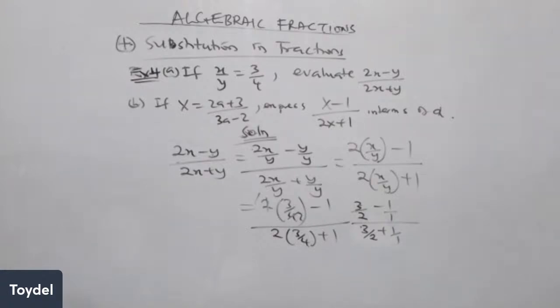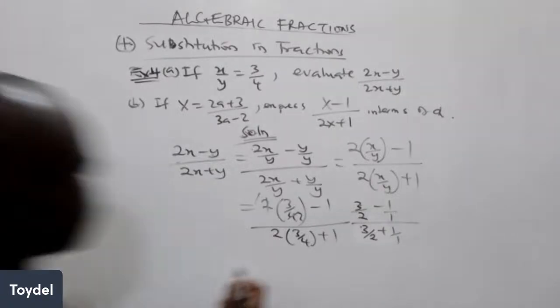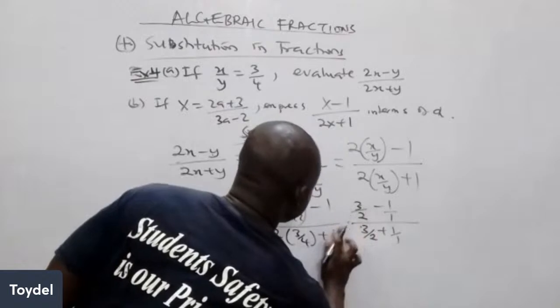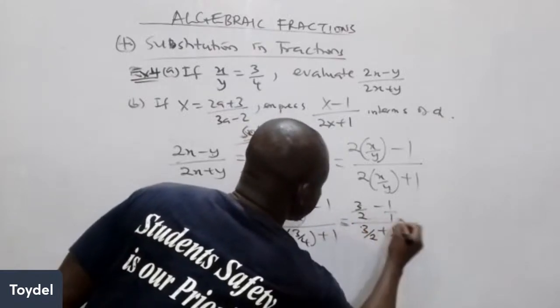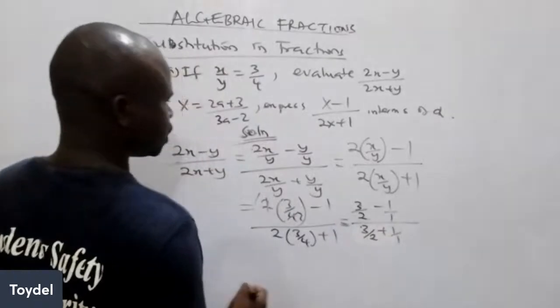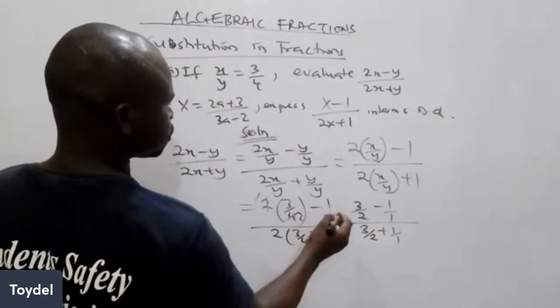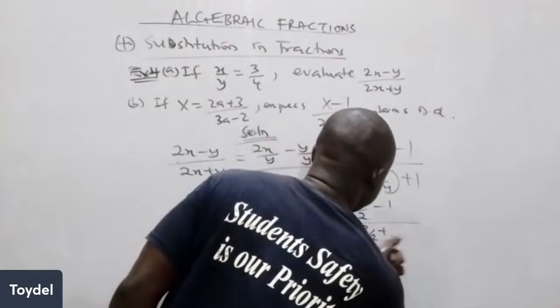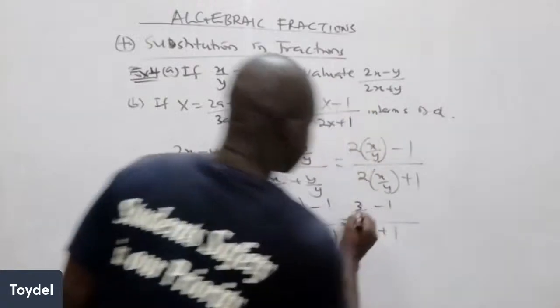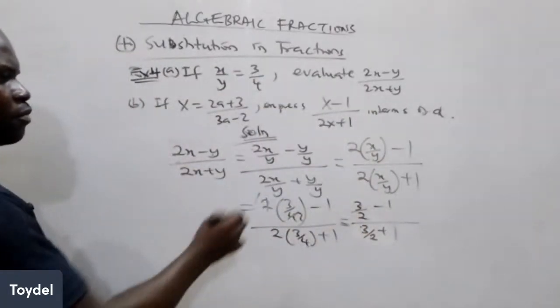So from there, what do we do? From there, this is what we are going to have. This is equal to... So what will be the LCM here? The LCM here will be 2. Of course, I can just do this straight away without wasting time. 3 all over 2 is 1.5, minus 1.